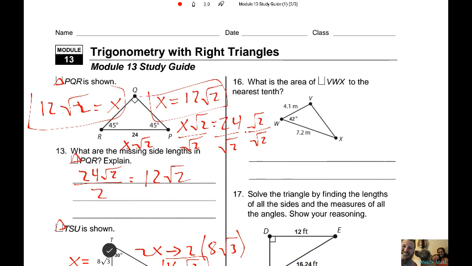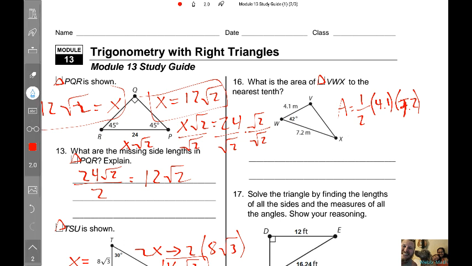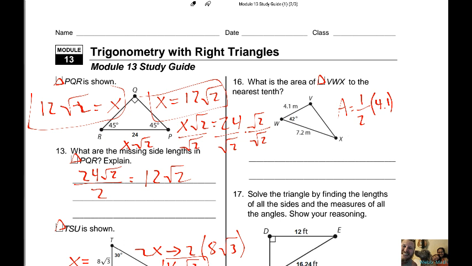All right, number 16, what is the area of this triangle? So remember your area formulas. You have area equals 1/2 of one of your sides, which is 4.1, times 7.2. That's a terrible 7. Oh my goodness. It's an ugly 7. Times sine of 42 degrees.